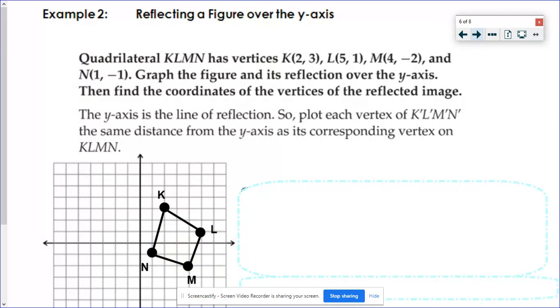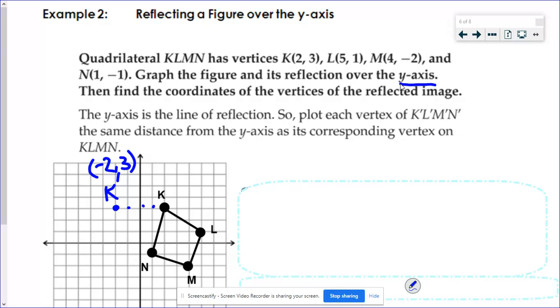This time I'm going to reflect over the y-axis. Because I'm reflecting over the y-axis, the x's are going to change. All right, so point K is 2 units away from the line. Here's K prime. The point was at 2, 3. So now my new point is going to be at -2, 3. Reflect over the y, you change the x sign.